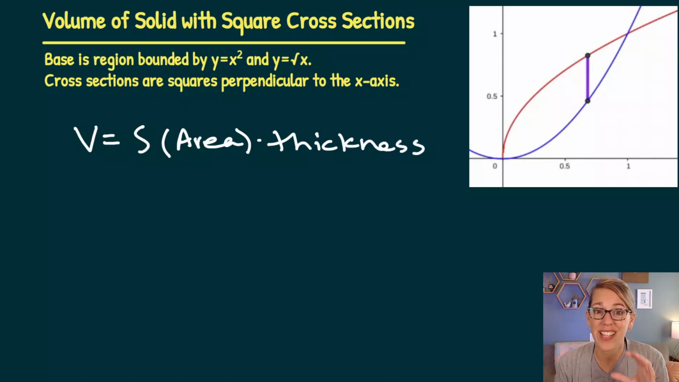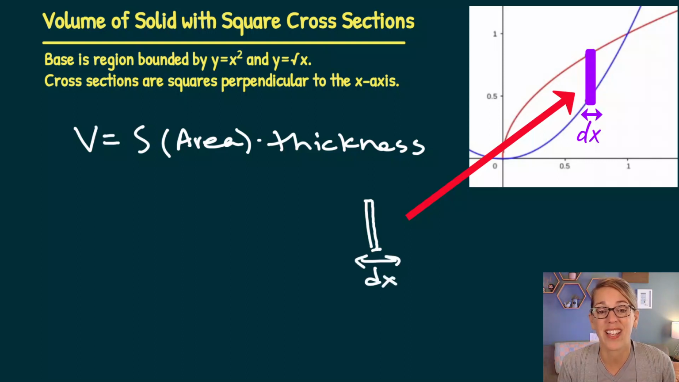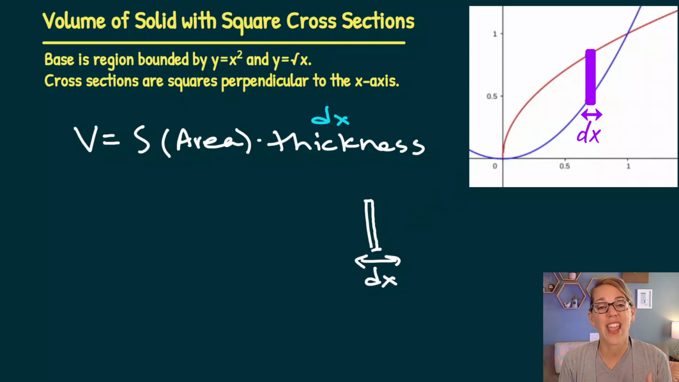And if I take a look at that square that I've got bounded in that region, my square's thickness is in the x direction. So the square's thickness is a dx. So that gives me my thickness. And I know that the area is going to be the area of a square, which is side squared. So I'm starting to piece this thing together so that I can do the computation.